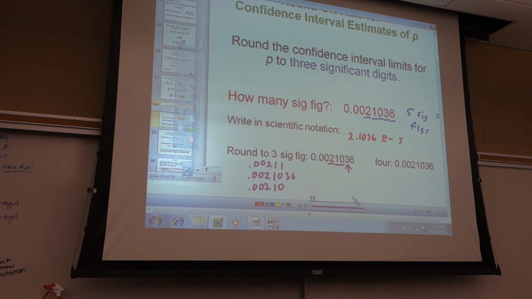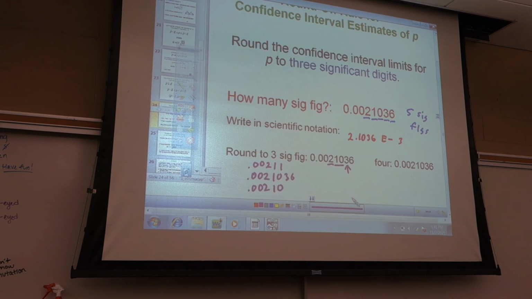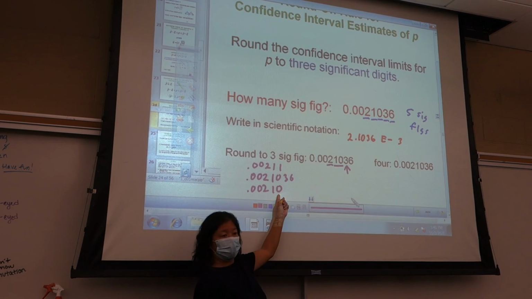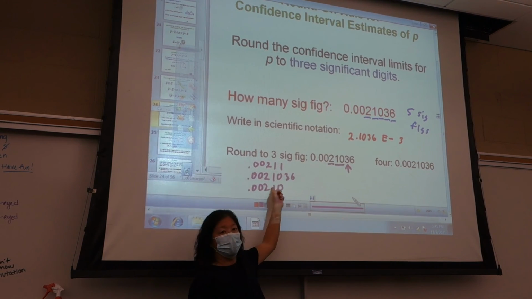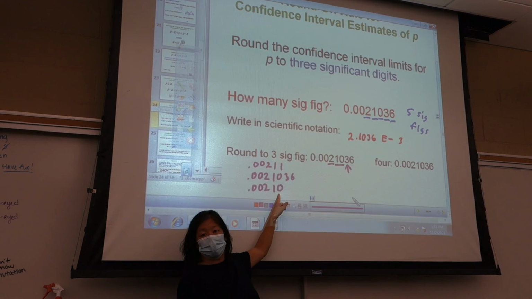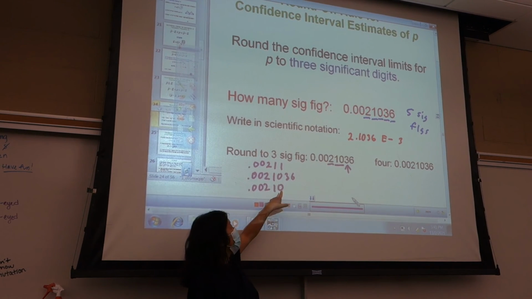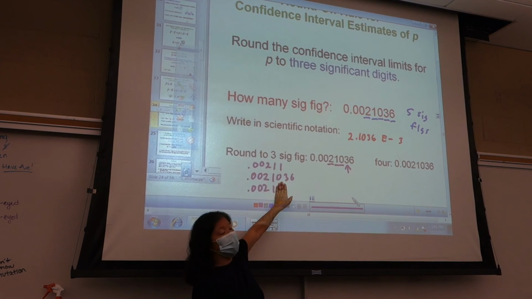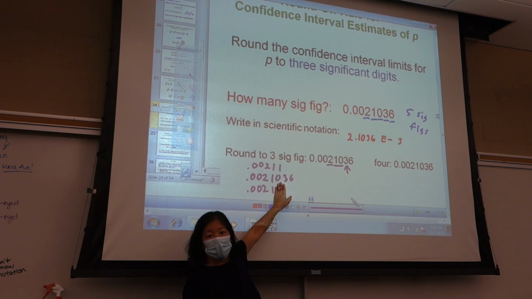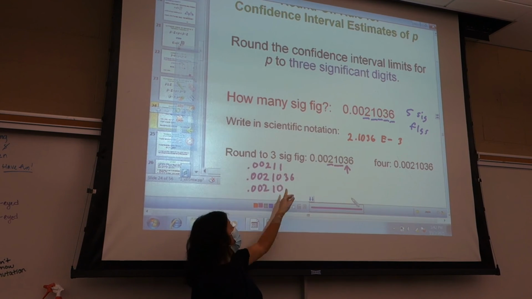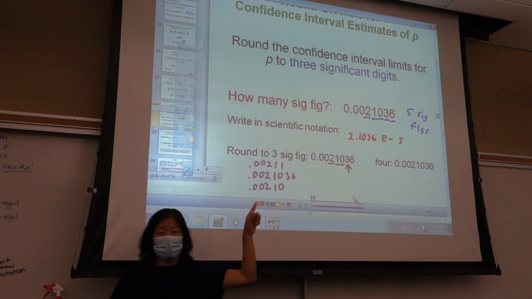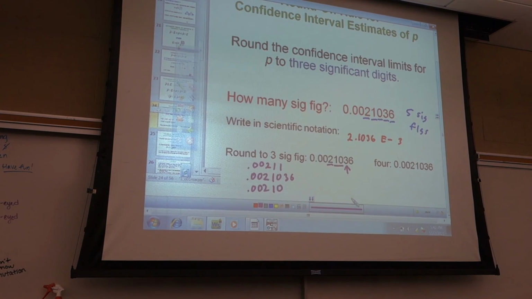Round down, because the 3 is 4 or less. When the next number is 4 or less, you round down. So this is going to be the answer here. This 0 is important because the 0 says it's accurate to that spot. If I did this, the next number could be 1, 2, 4, or a whole bunch of things. But now I know it's accurate to that spot. Everybody on board? So when I say 3 sig figs, that's what we mean.